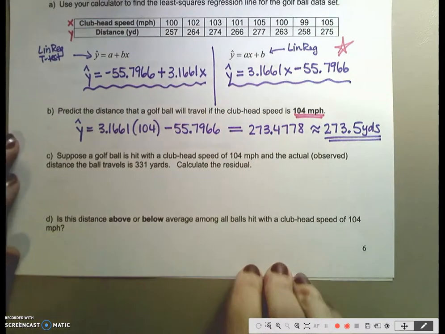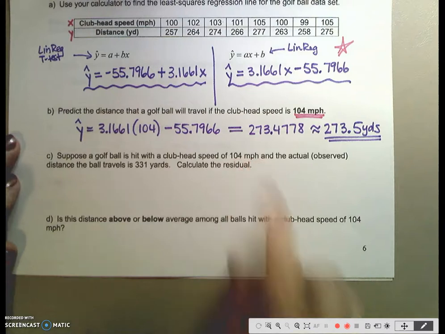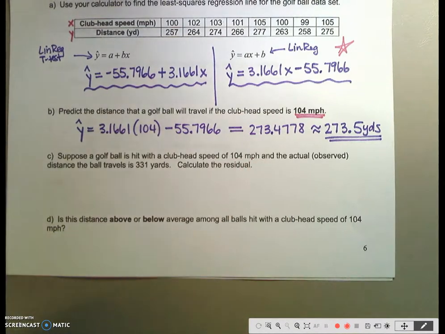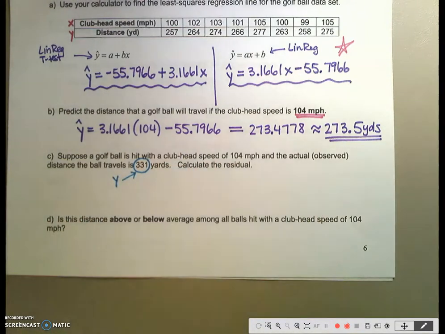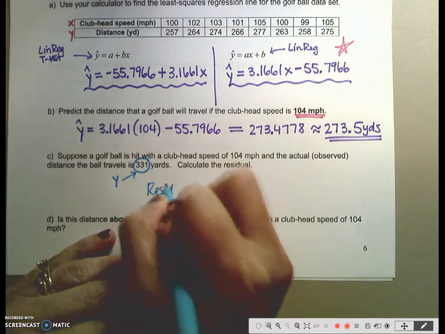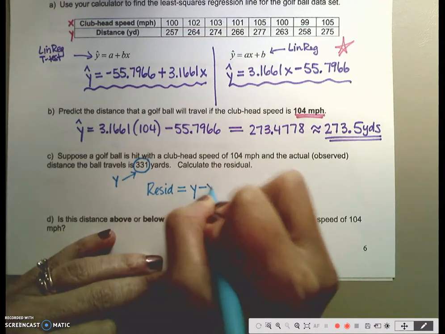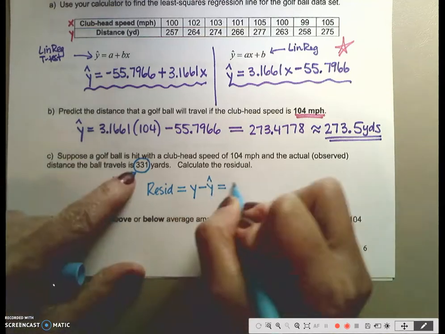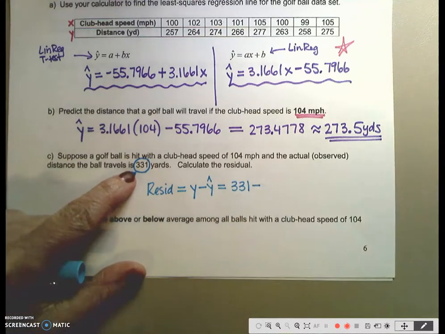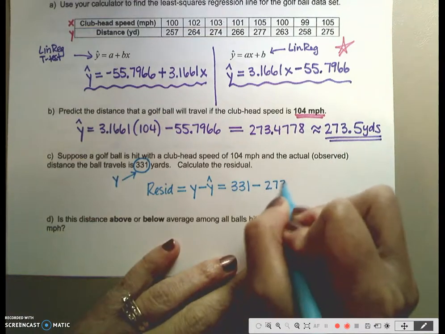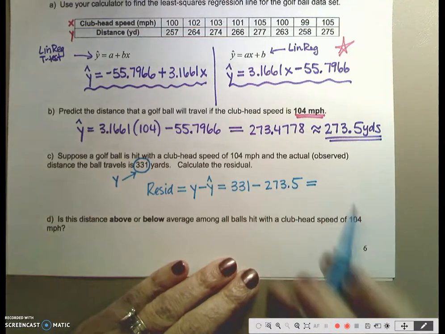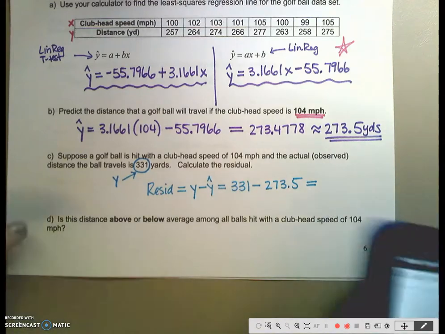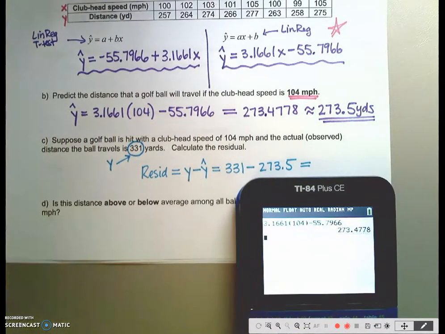All right, so let's suppose that a golf ball is hit 104 miles an hour and the actual observed distance is 331. Like that's actually how far it went. That's the actual Y. Calculate the residual. Well, the residual, if you remember, is the actual minus the prediction. So the actual is 331. We only predicted it was going to go 273.5. So actually, it went further than we predicted, which means it's a positive number. It's going to be above average. I just answered part D, but it's going to be above average.